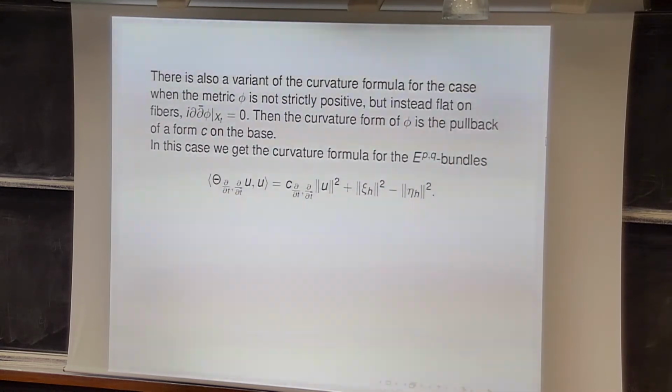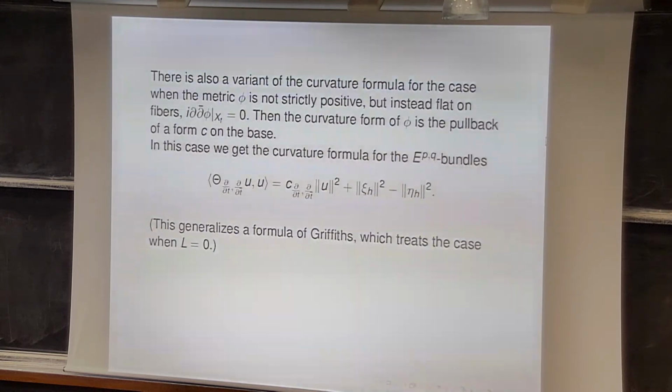We get the curvature formula for those bundles in that case, that the curvature in this case is equal to this. So that's the case when the metric on the fibers is flat. A special case of that is when you take L to be just a trivial bundle. So then this is a formula of Griffiths. Then the C here will disappear, and this is Griffiths' formula for curvature of Hodge bundles.